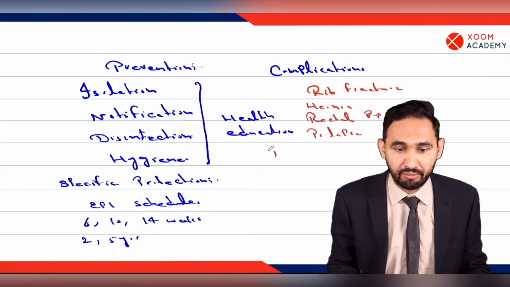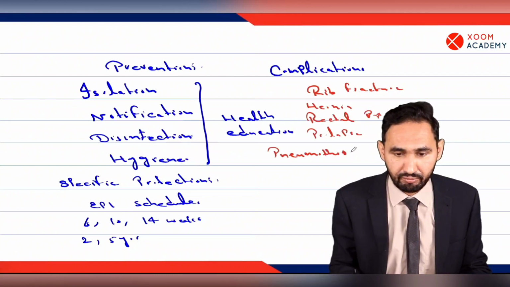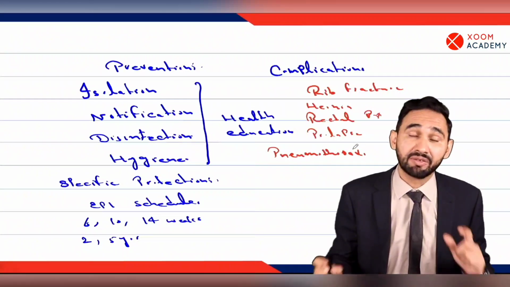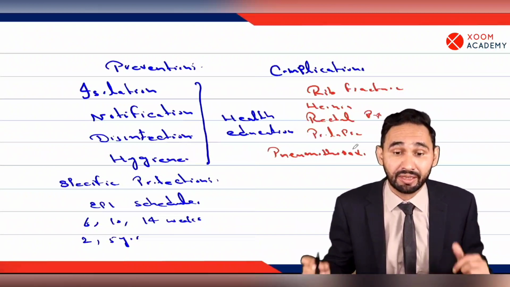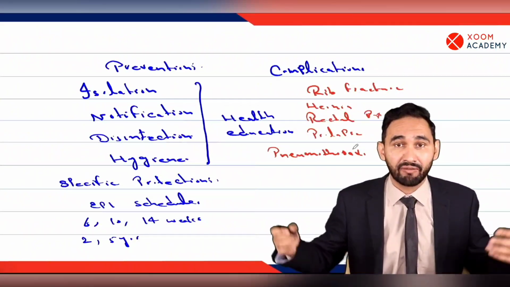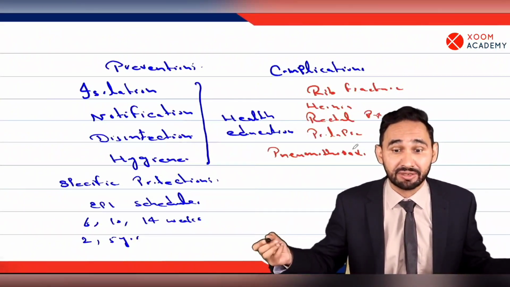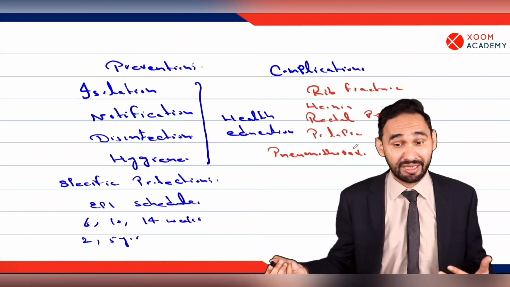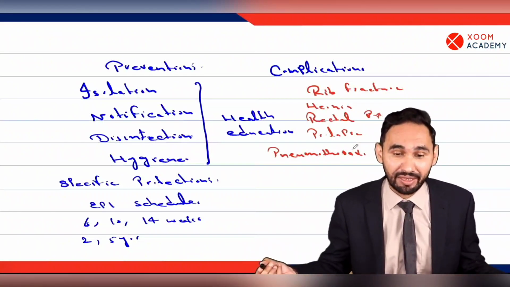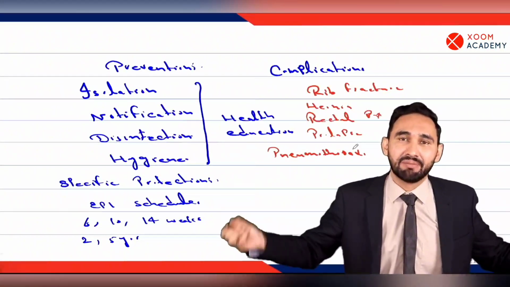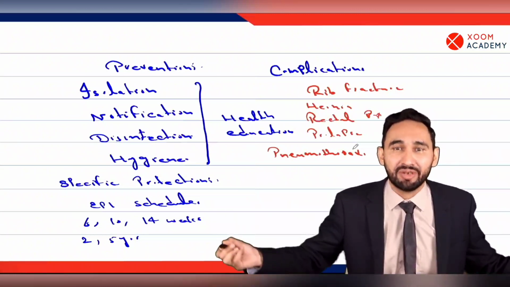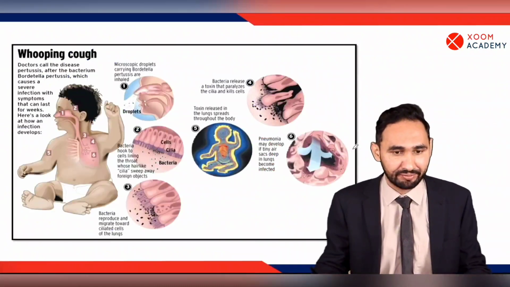It can also cause pneumothorax. These are specific complications of pertussis. Fracture while coughing: cough can cause fracture of ribs in children. It can cause hernia, rectal prolapse, and pneumothorax. Other complications are the same as other diseases of the respiratory system, like pneumonia and encephalitis.